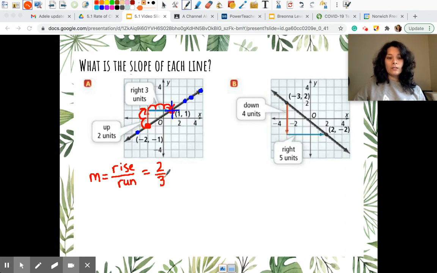Now, another thing that we need to take into consideration when we rise and we run is that our directions have signs. Up and right are both positive directions when we look at a graph. If that's not clear, look at how your axes are labeled. The upwards points on the axis are all positives for the y's. If we go down from the origin, those are negatives. So down would be negative. If we go to the right on the x-axis, those are all positive values. And if we go left from the origin, those are all negatives. So I get a positive 2/3 as my slope here.